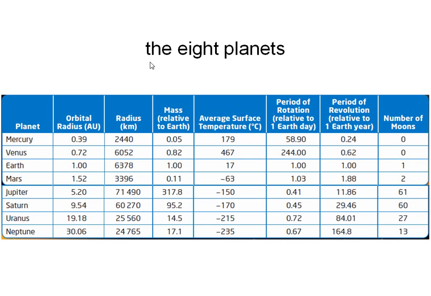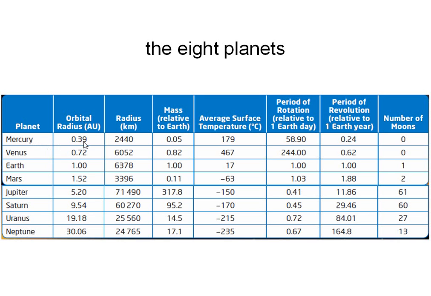Now let's take a closer look at the 8 planets. First, you may be required to list the 8 planets from the closest one to the furthest one. Now are you able to list them? They are here: Mercury, Venus, Earth, Mars, Jupiter, Saturn, Uranus, and Neptune, right?